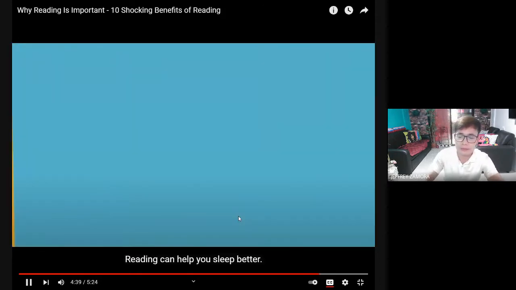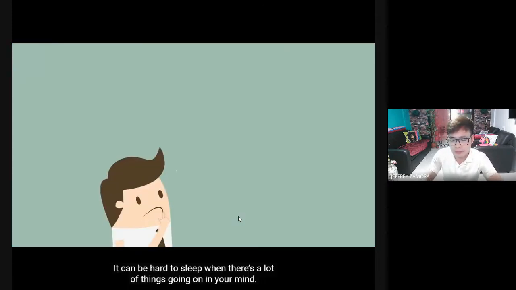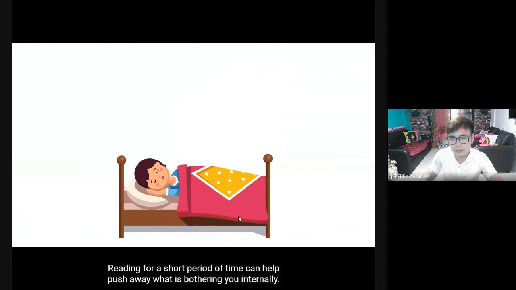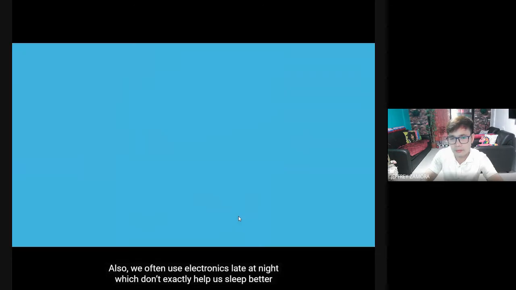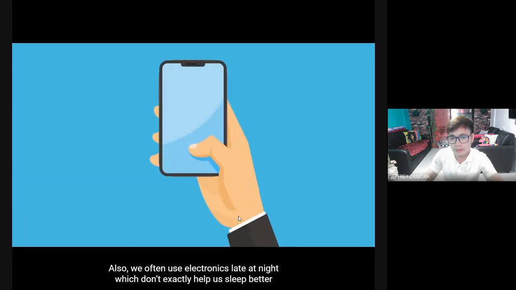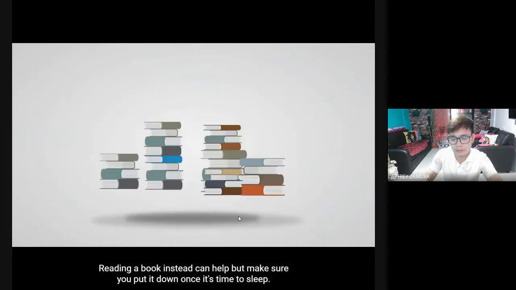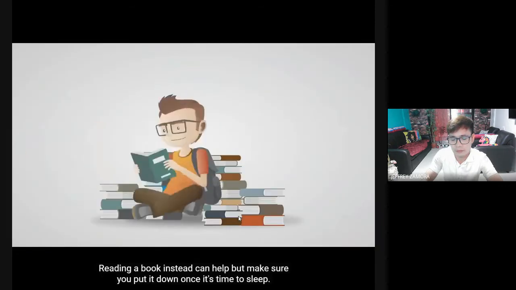9. Reading can help you sleep better. It can be hard to sleep when there's a lot of things going on in your mind. Reading for a short period of time can help push away what is bothering you internally. Also, we often use electronics late at night, which don't exactly help us sleep better, because bright lights signal our brain it's time to wake up. Reading a book instead can help, but make sure you put it down once it's time to sleep.